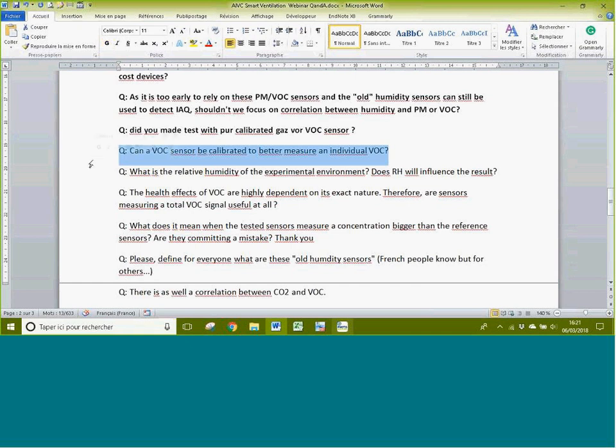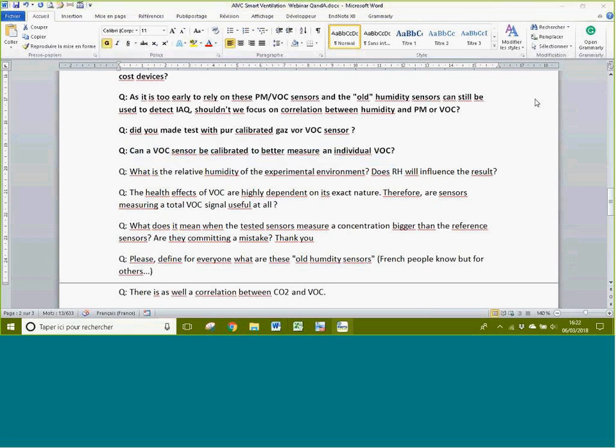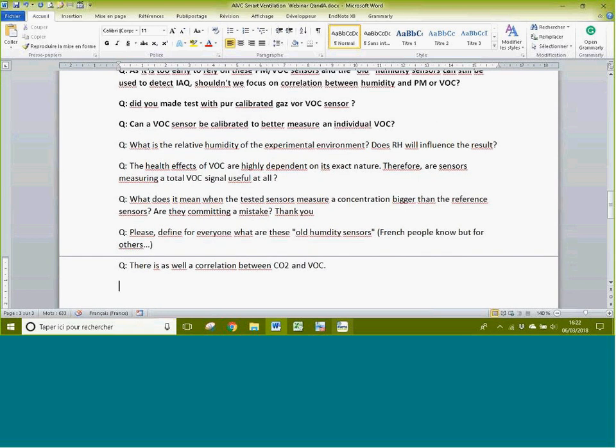Okay. Can a VOC sensor be calibrated to better measure an individual VOC? A VOC sensor will measure VOC. Yes, if you are sure that in the air that you want to test there's only one VOC, I would say why not? But I'm not sure that you will be able to select air with just one VOC.